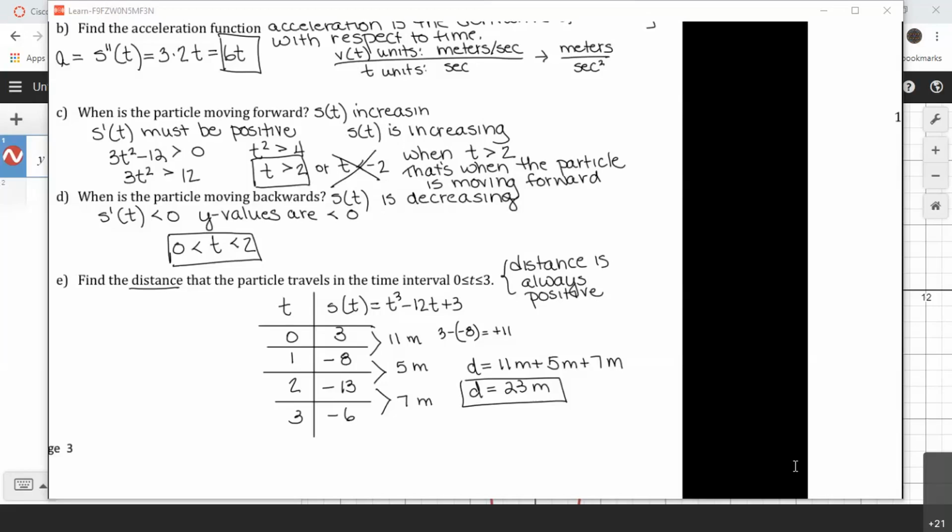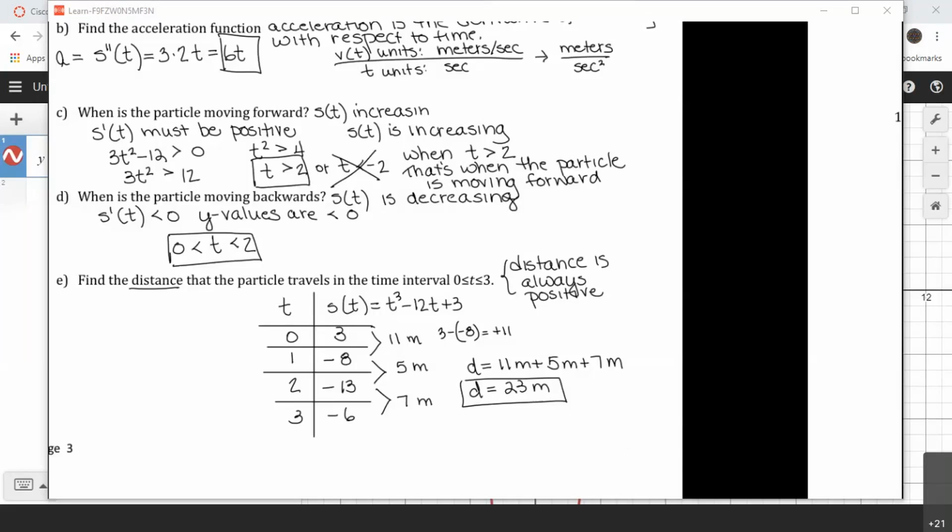All right, are you okay with the difference between displacement and distance? Okay. Because again, the first couple of parts of this are asking about displacement, and then this last part is asking about distance. No? Yes? Okay.